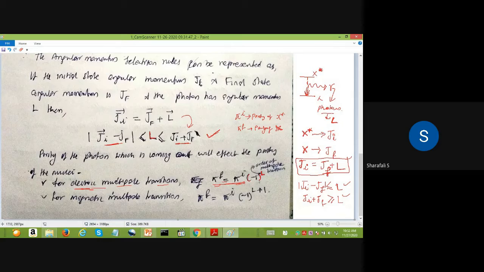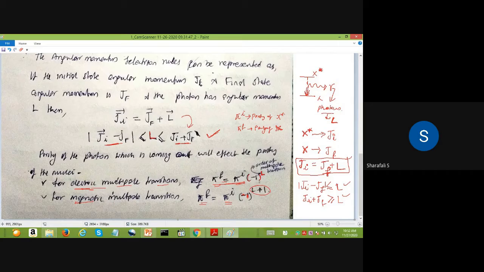And if the final parity, the parity of the ground state nuclei, is equal to the initial parity times minus 1 to the power L plus 1, so here L plus 1, if it follows this condition, then it is called a magnetic type multipole transition. Which means that the gamma radiation coming out can be from an electric multipole transition or a magnetic multipole transition, that we already discussed.